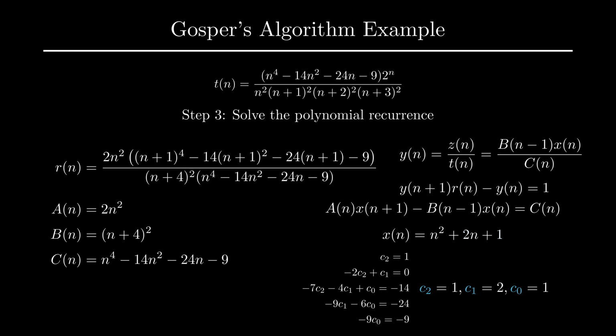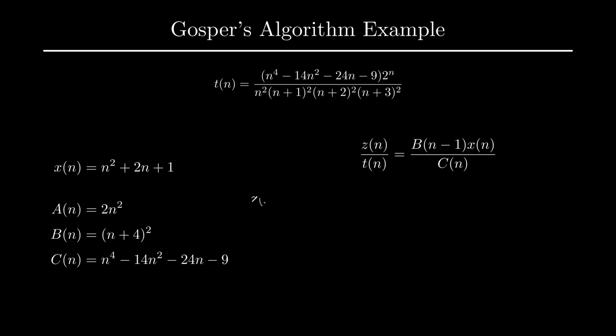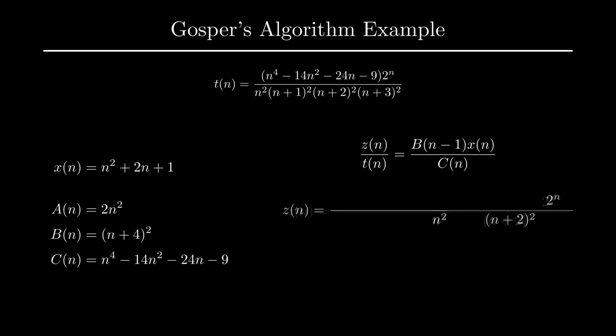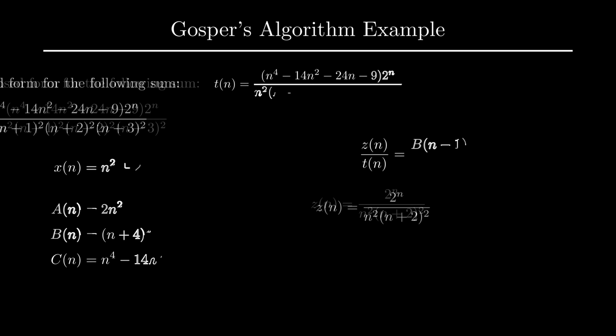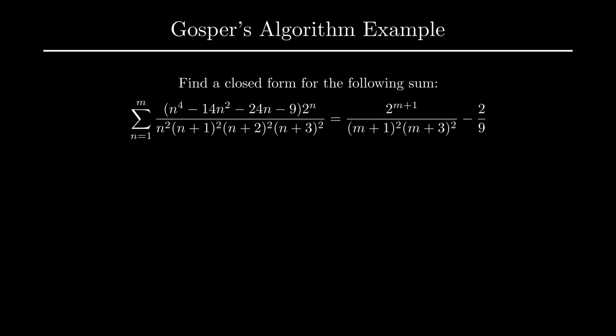All we have to do now is plug all of these expressions back into our equation to find our z of n. Fortunately, almost everything cancels, simplifying this computation quite a bit. And now we have our z of n, and our sum is simply the difference z of n plus 1 minus z of 1, thanks to telescoping, and we have our final answer. Isn't it amazing how a rote algorithm was able to solve such an ugly sum?